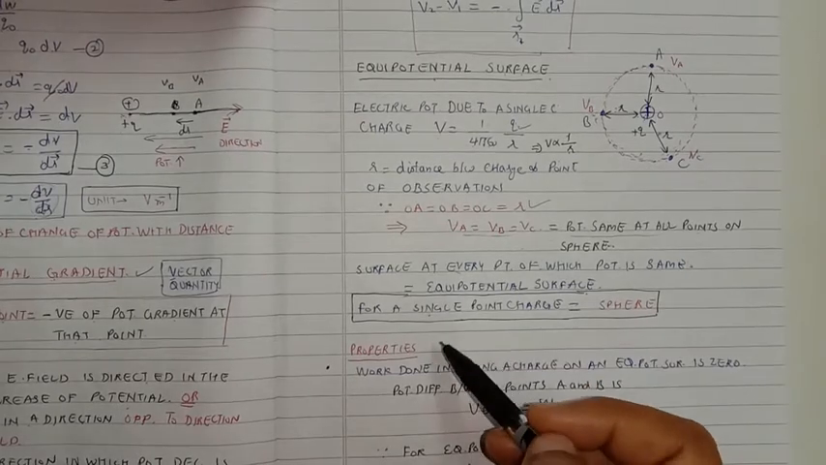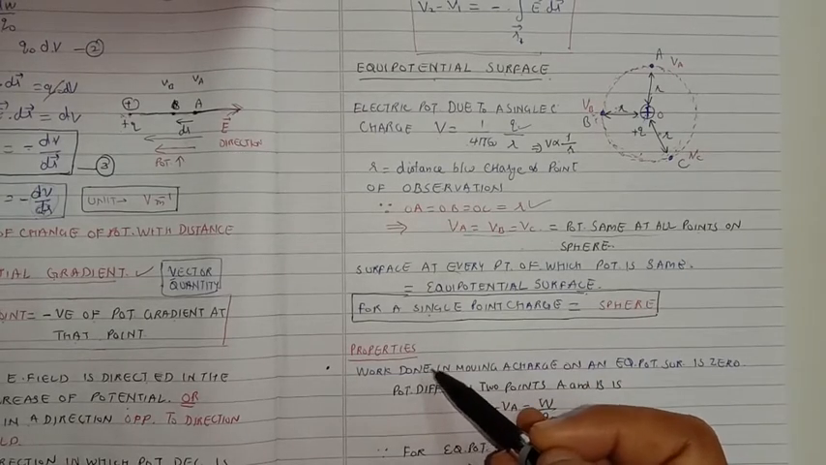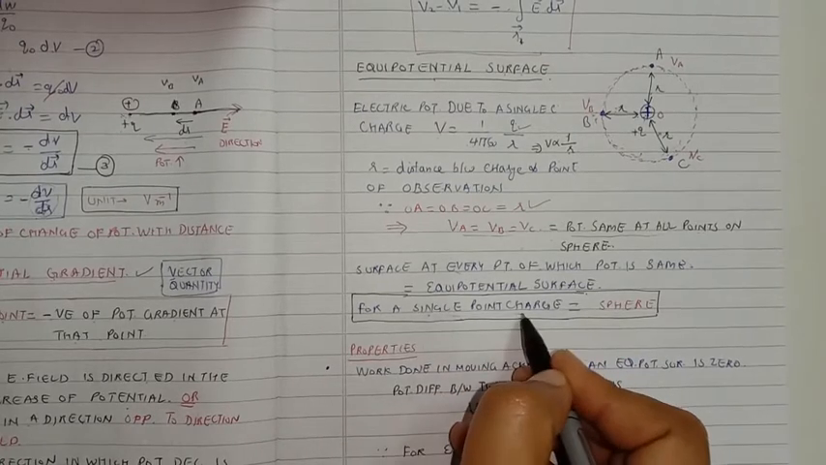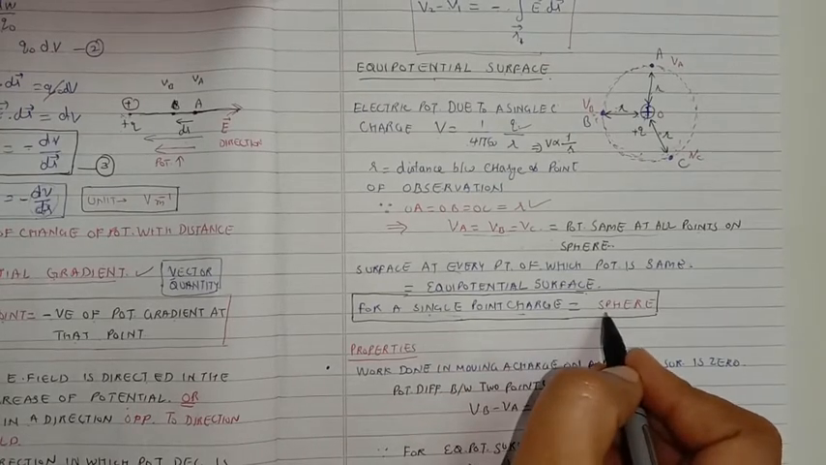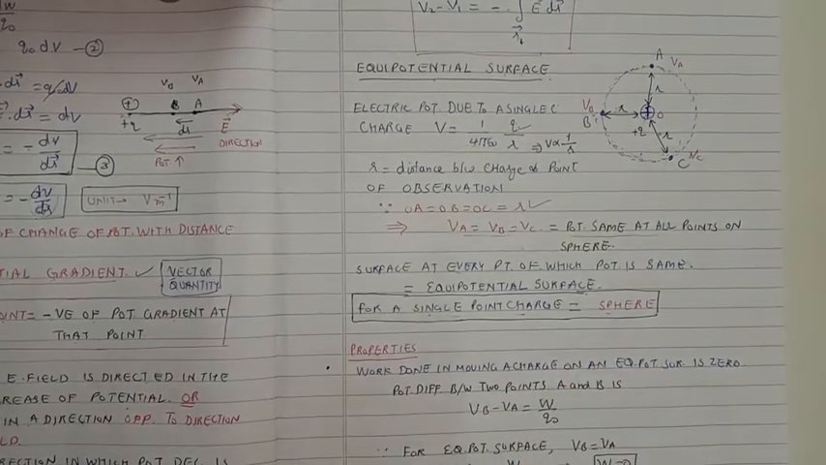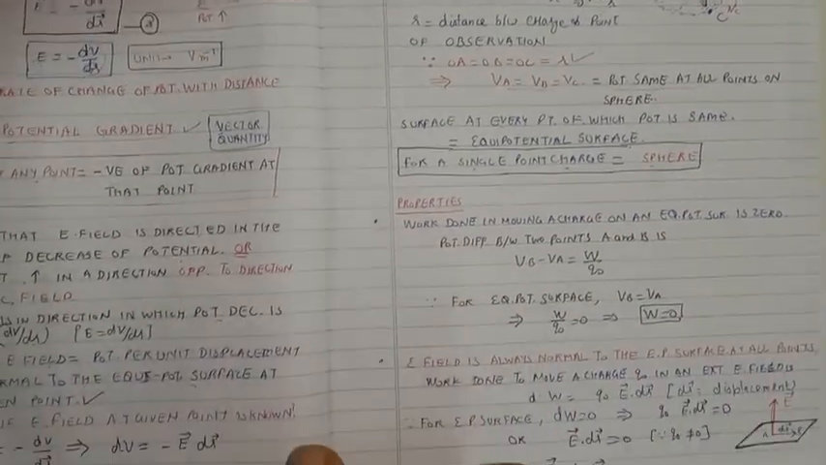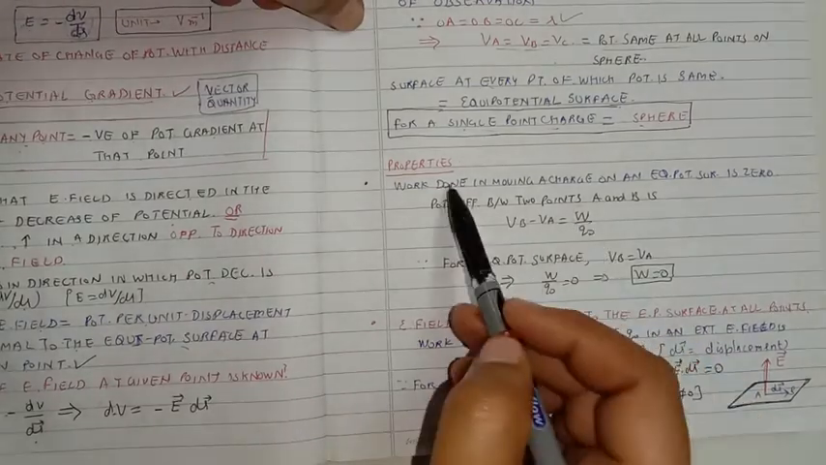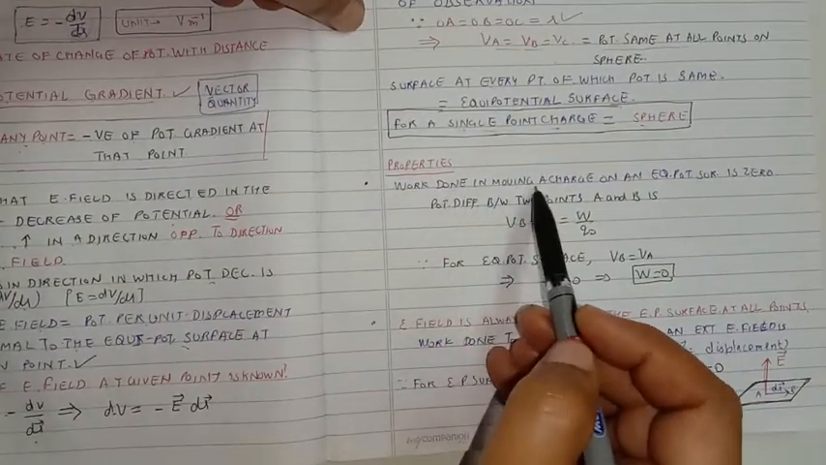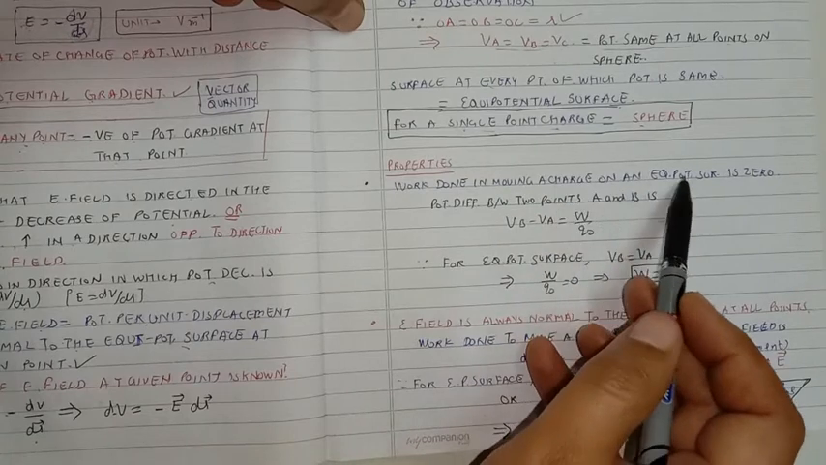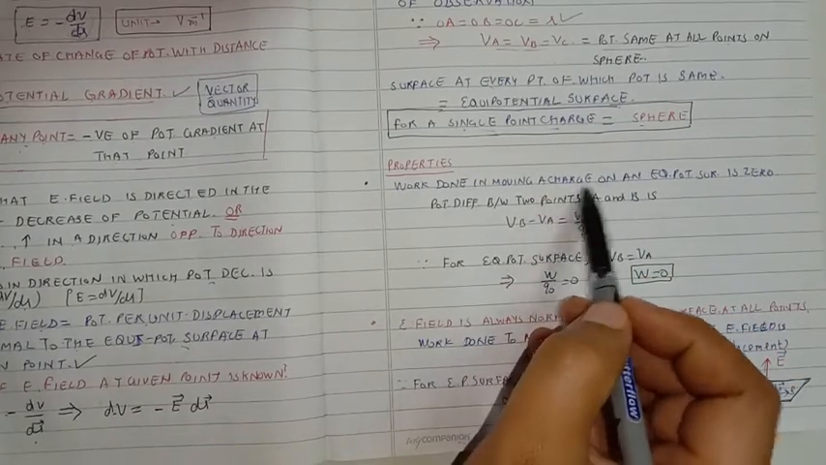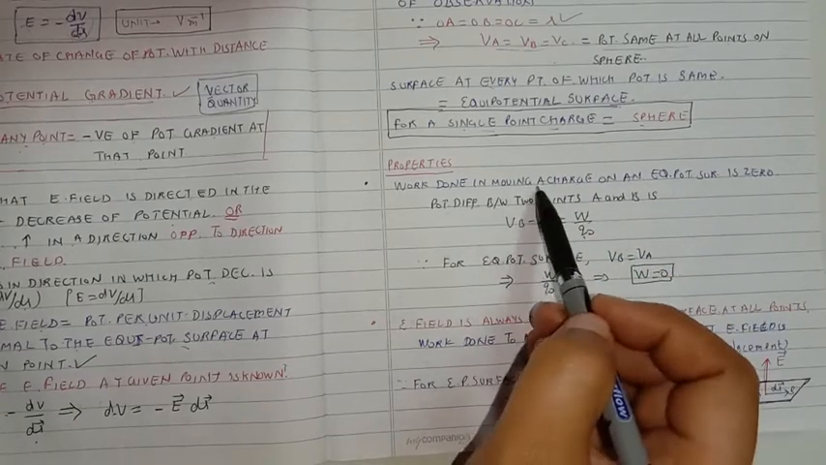What will be the shape of an equipotential surface? We have taken the example of a single point charge. For a single point charge, it is always a sphere. Now there are some important properties related to this equipotential surface. First property: work done in moving a charge on an equipotential surface is always zero.